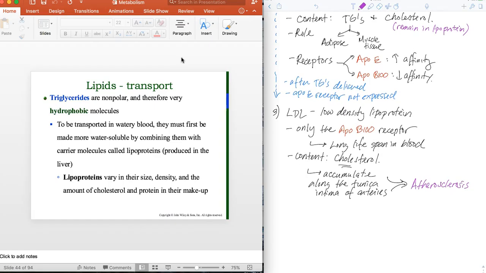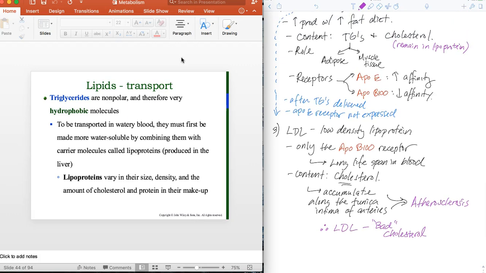So what kind of cholesterol would LDL be? Would this be the good or the bad cholesterol? Exactly. So let's say, therefore, LDL is typically called bad cholesterol because it's the one that can lead to atherosclerosis.